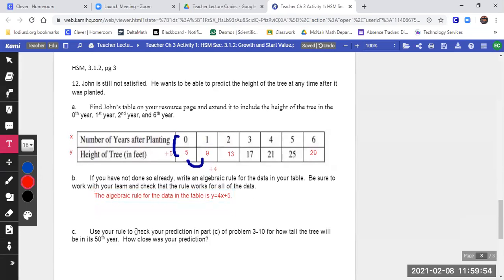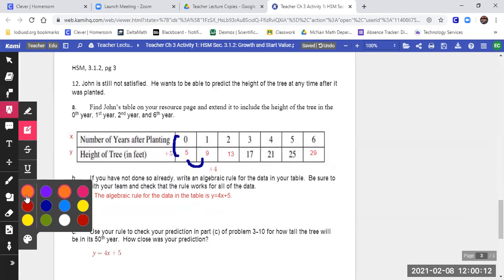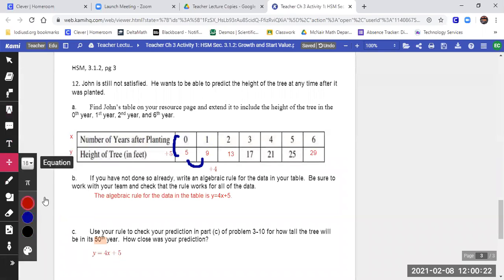Okay. Now it says we're going to use that rule to check our 50-year prediction. So we're going to use the rule y equals 4x plus 5. And we're going to put in our x equals 50. Okay. That 50-year prediction, that 50, that's the x. And they want us to check the y. So I'm going to stick in that 50. I'm evaluating, just like we did last chapter, when x is 50.